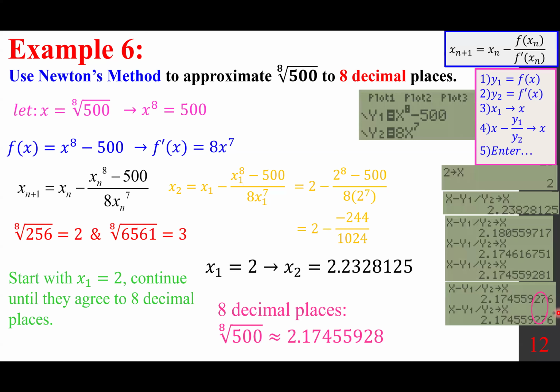A quick recap. You want the 8th root of 500, you have to come up with f of x because you say x is that, raise it to the power of 8. This is your function, this is the derivative.